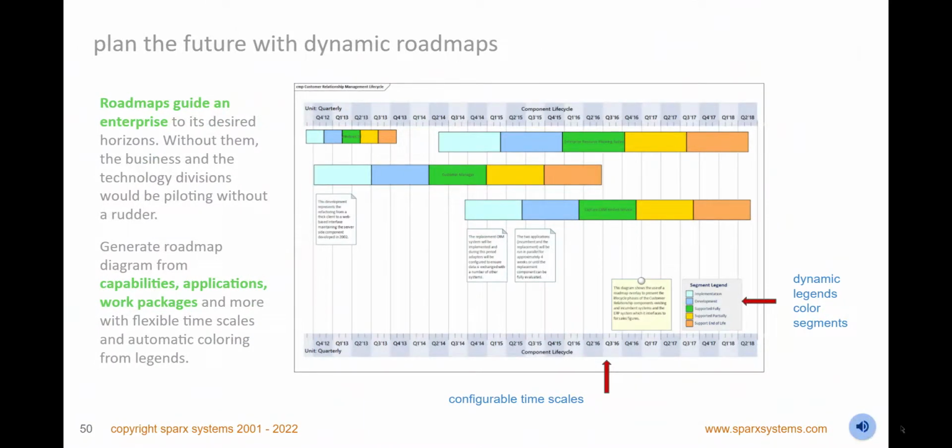Plan the future with dynamic roadmaps, and use them to guide your organization to positive and predictable business and technology outcomes. Generate roadmaps from predefined patterns, or add them as an overlay to any existing diagram of capabilities, applications, work packages, and more. You can see the applications and other elements on a timeline and segment their lifetime into discrete phases, showing you precisely, for example, when an application will change from mainstream production into retirement.